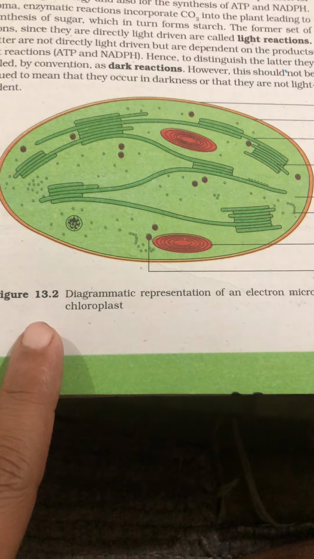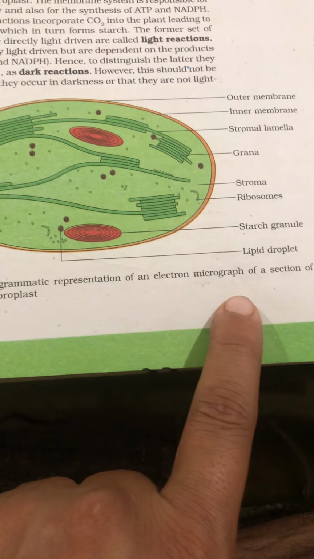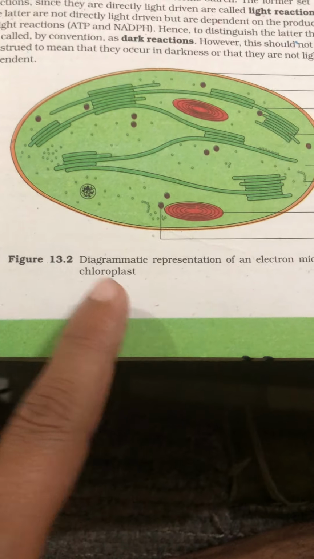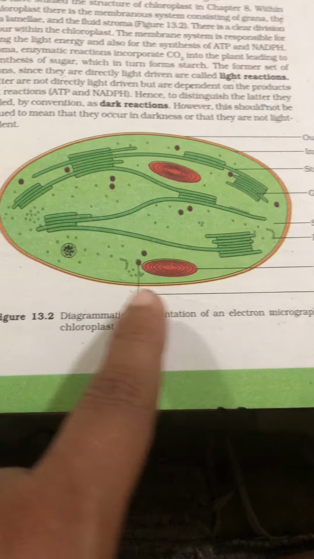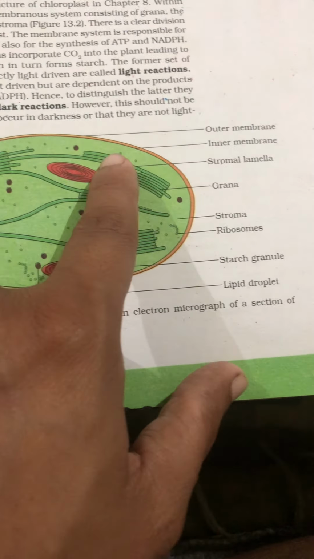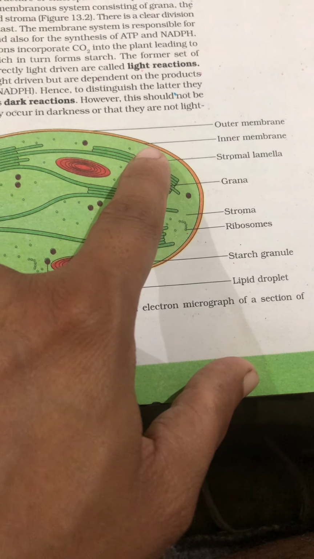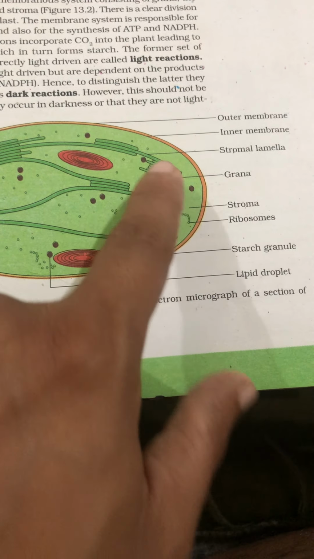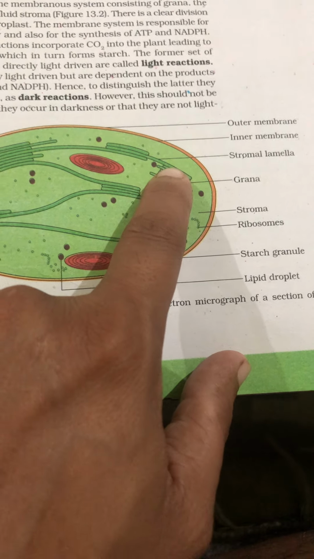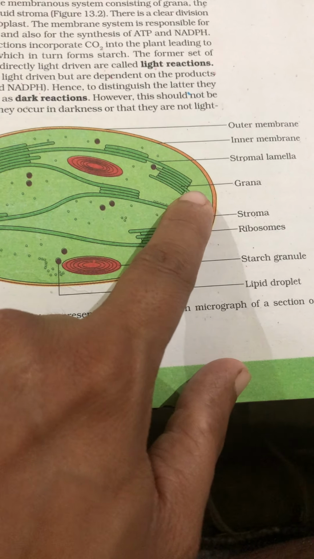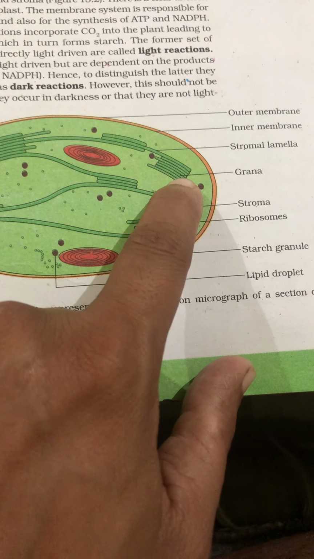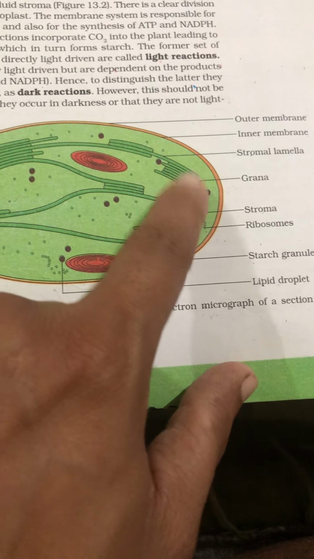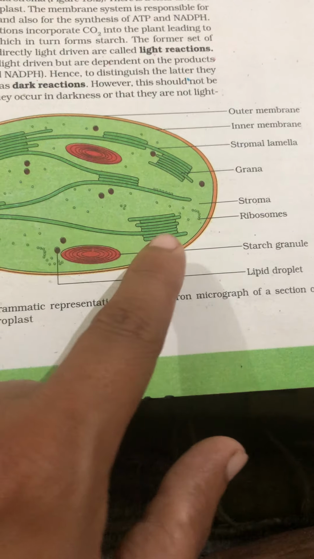So this is the diagrammatic representation of electron micrograph of a section of a chloroplast. This is the section of the chloroplast, right. Inside it you will see the outer and inner membrane. The outer membrane is called the outer membrane and the inner is the inner membrane. Inside that you will see stromal lamella, right. Then you will see the grana like this, right. Stromal lamella is connected with one another, right.